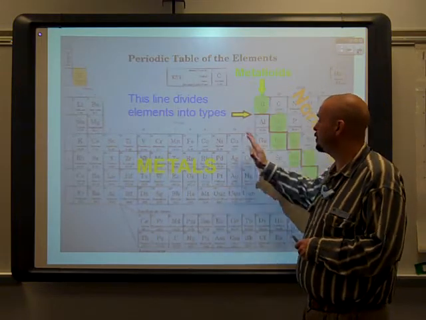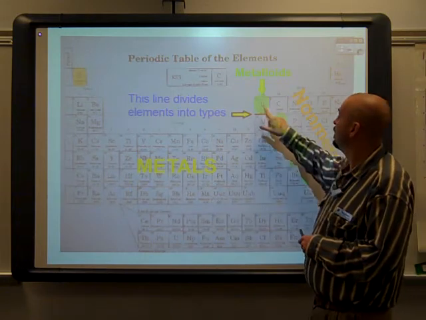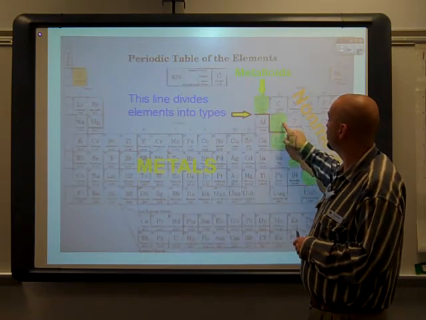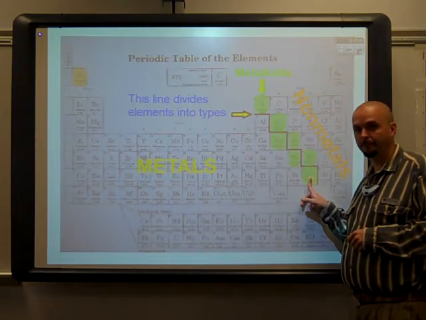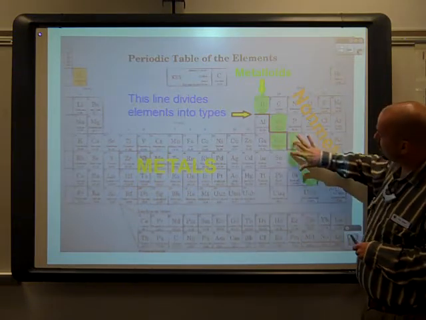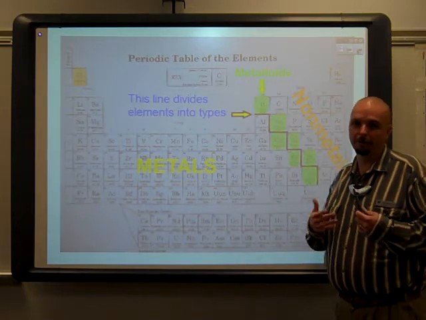Metalloids are the transition between the 2 major types, the metals and the nonmetals. The metalloids are boron, silicon, germanium, arsenic, antimony, tellurium, and polonium. The ones that I've marked in green. These elements are kind of caught in the middle. They're a little bit of both.